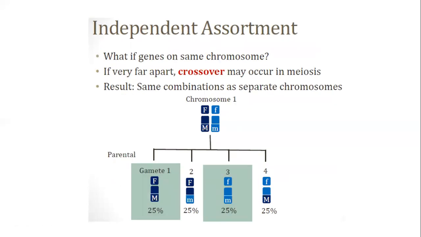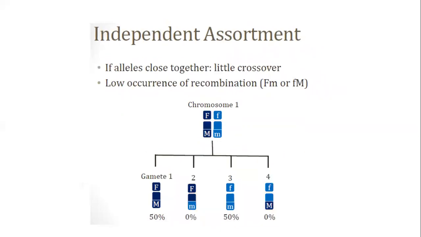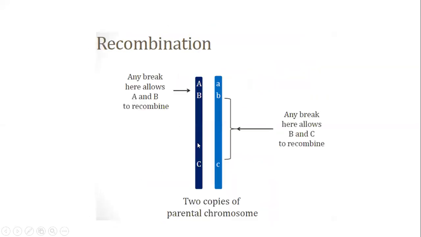But what if the genes are located on the same chromosome and they are too close to each other? If crossing over occurs, the chances are very little, but if it occurs, they will just go together on another chromosome. So in this case, there is low occurrence of recombination. If the alleles are very close to each other, there is very little chance of crossover and getting the recombination. So we will have the same combinations as was in the parental version.